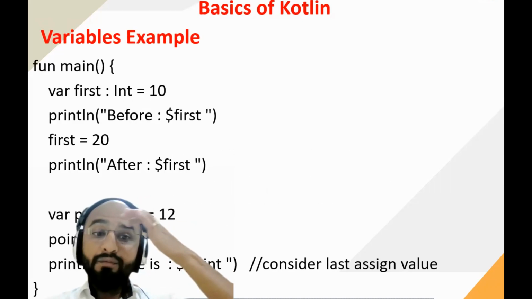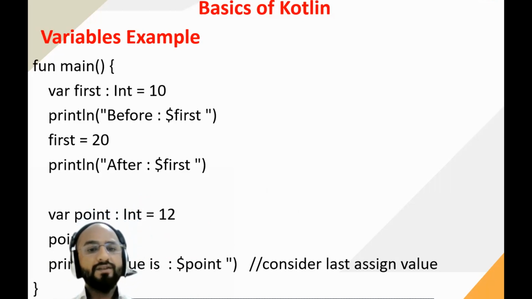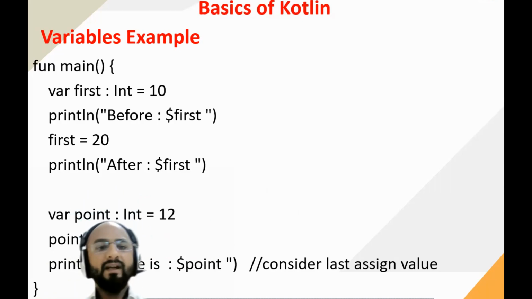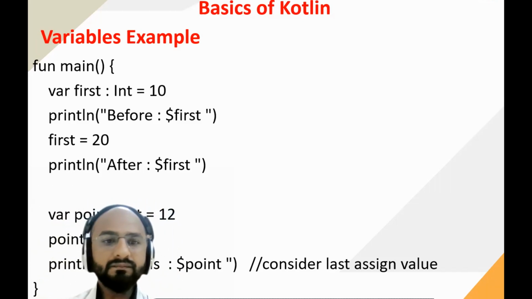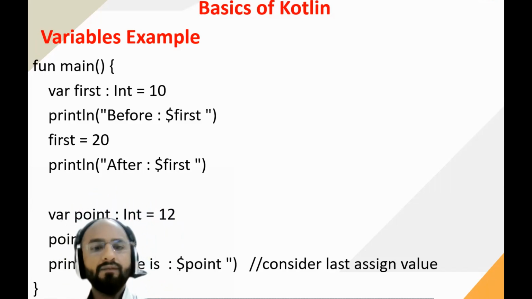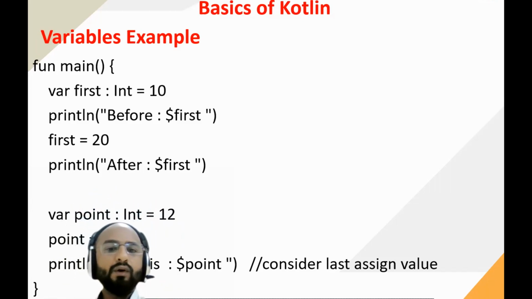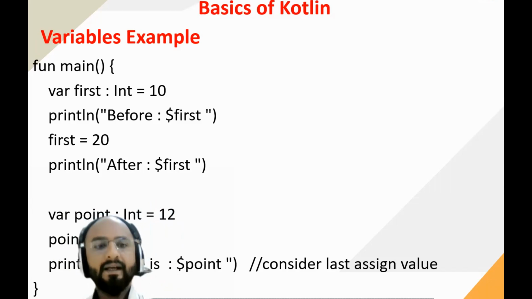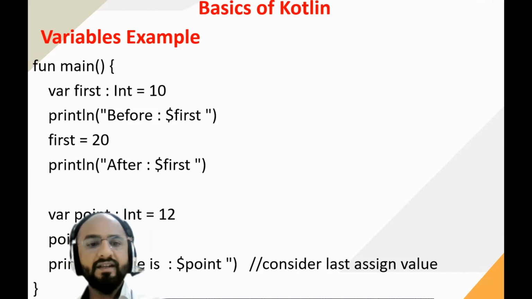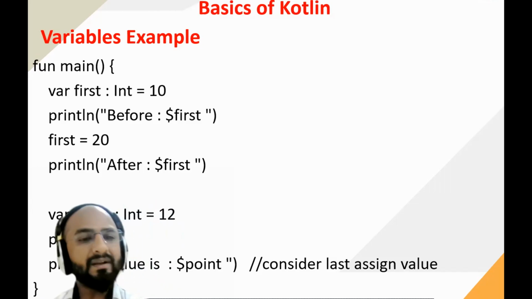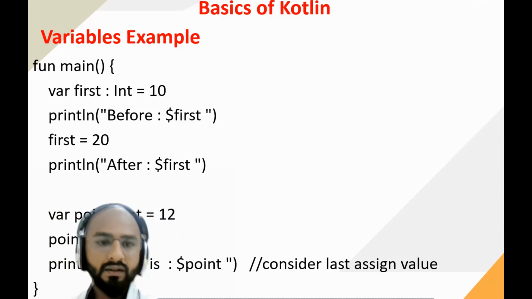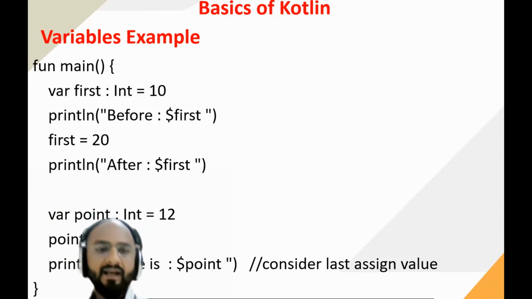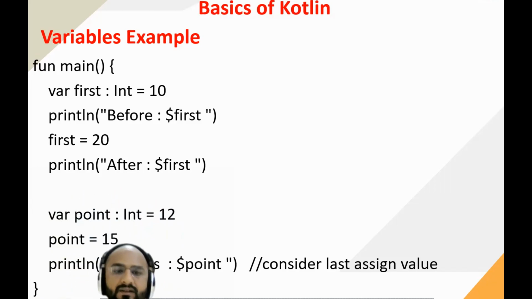Here I have given another example of a variable. Say for example, function main, var first colon integer equal to 10. It means we have created a variable named first with data type integer and value 10. And I have printed the value before, colon first. It means the value of first will be 10. Then I have changed the value, first equal to 20. It is a mutable variable. By using the var keyword, we can create a mutable variable, so I can change the value. Now I have printed, and after that, the value of $first will be 20.